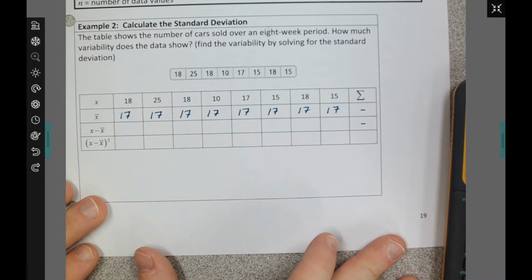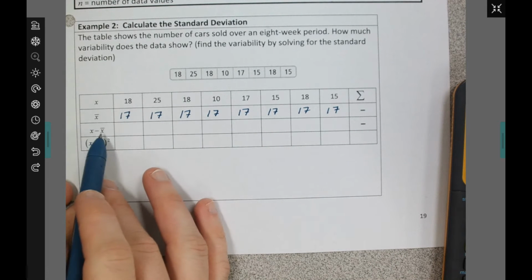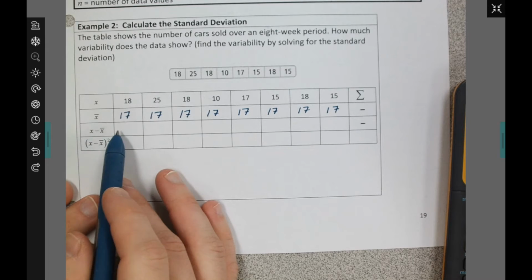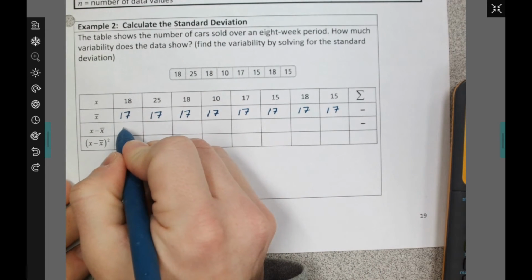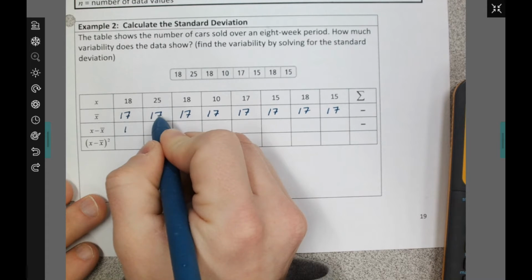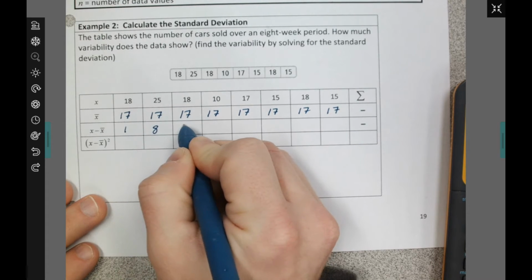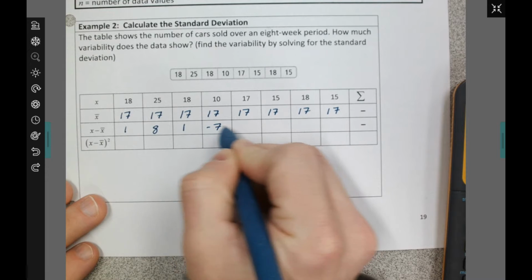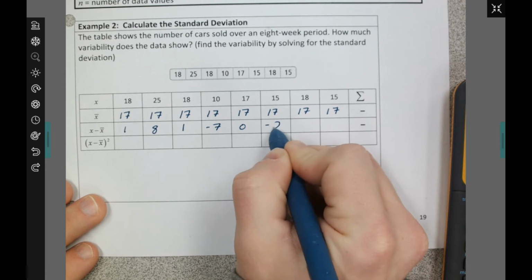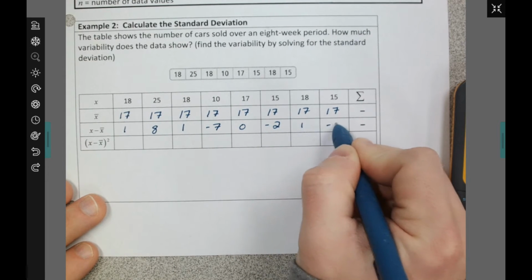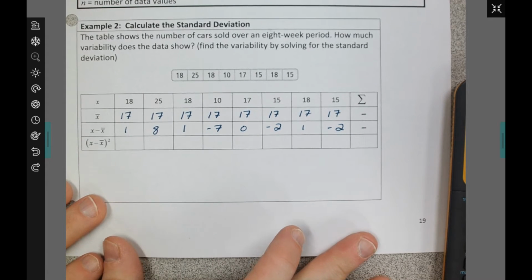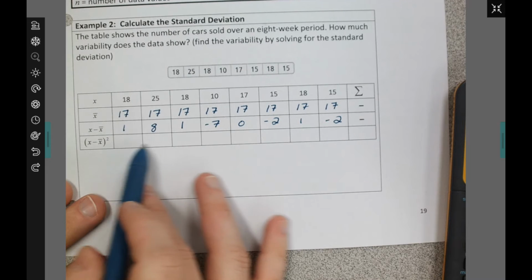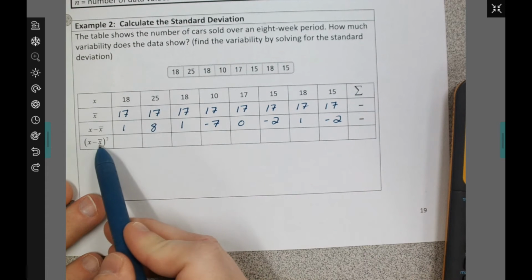Our next row is the data value minus the mean. Okay, so we're doing top row minus second. So 18 minus 17 is going to give me 1. 25 minus 17 is 8. 1. Negative 7. 0. Negative 2. 1. Negative 2.